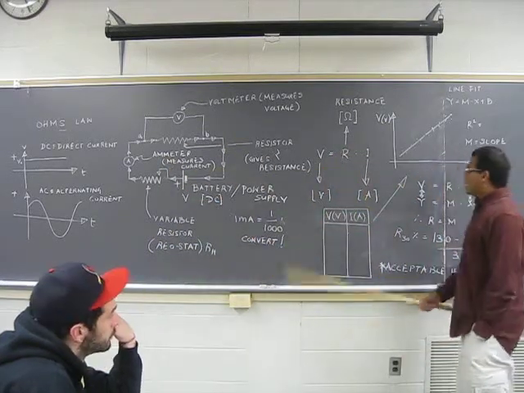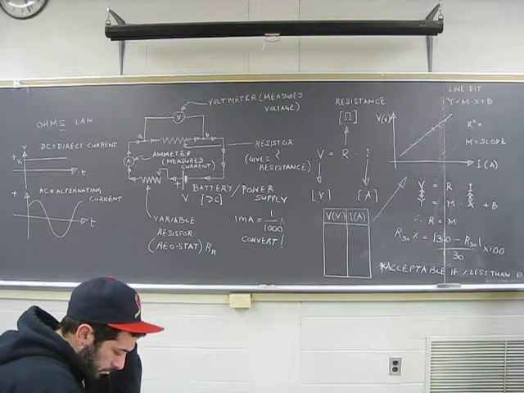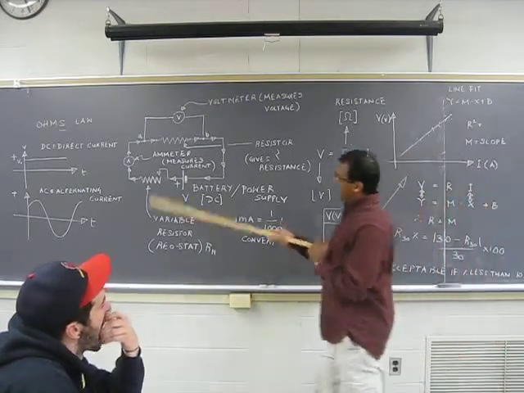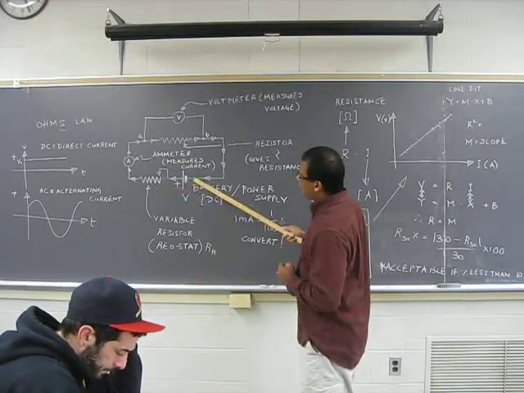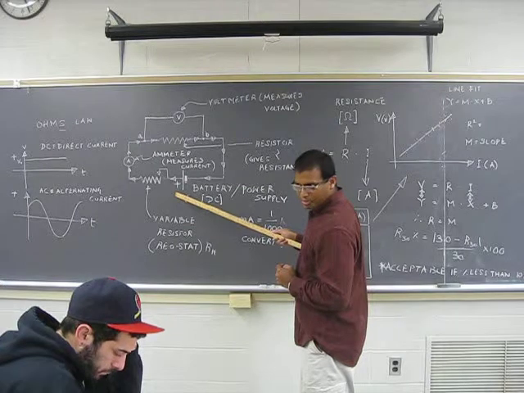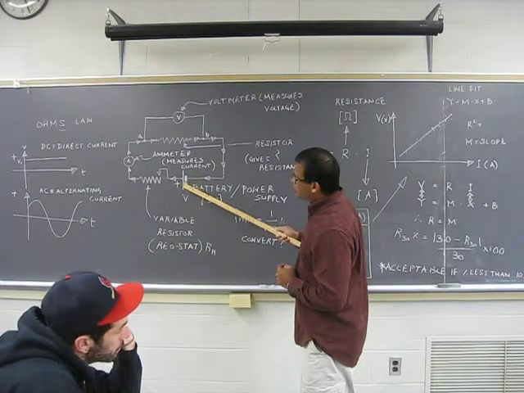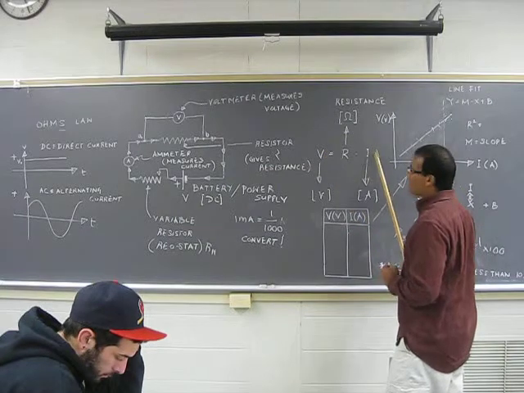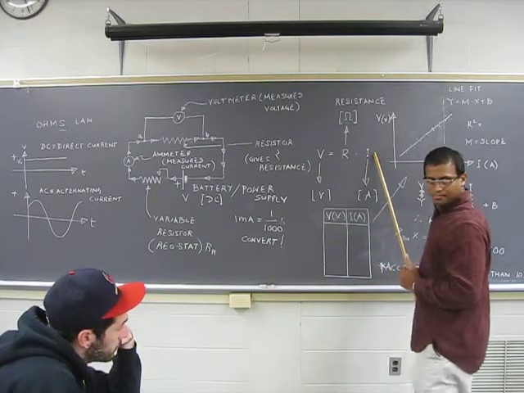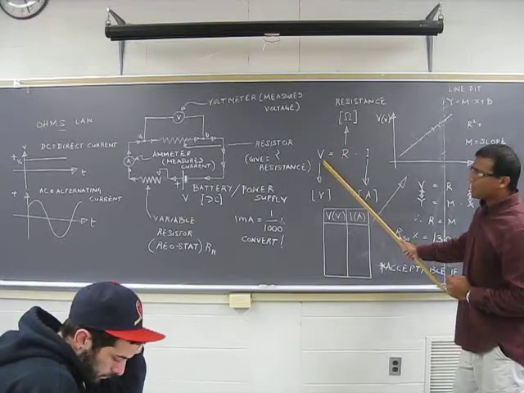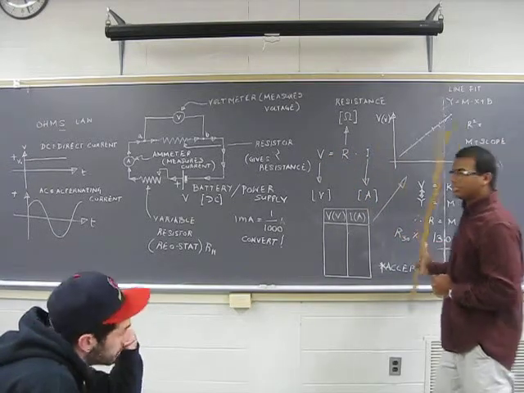Okay? Now, what are we going to do today? We are going to attach a power supply, and then we are going to gradually increase the voltage of the power supply. And as we increase the voltage, from this formula, if I increase the voltage, the current has to go up. If I increase the voltage, this is a constant. If I increase this, what's going to happen to this?